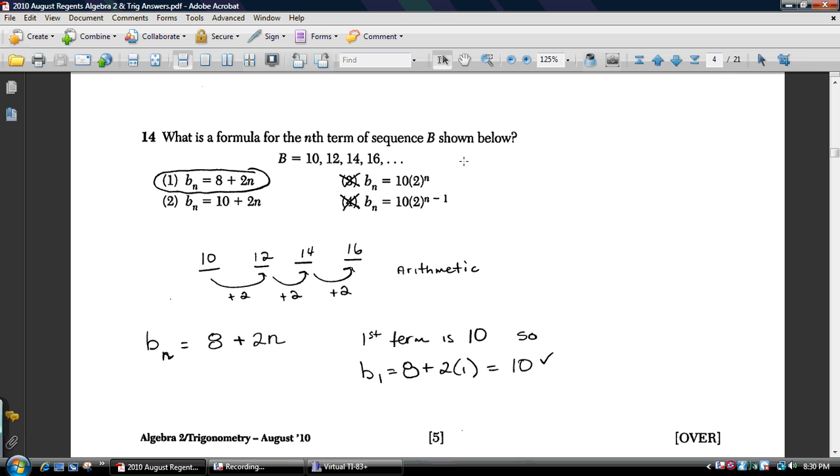What's the formula for the nth term? So here's what I did. I just wrote out the terms and I tried to figure out the pattern. I just added 2, add 2, add 2. So it's arithmetic, okay? So now from the formulas below, if the first term is a 1, then this has also got to be a 1. And by plugging things in, we find out that the only choice that creates this sequence and gets me 10 for that spot is choice 1.